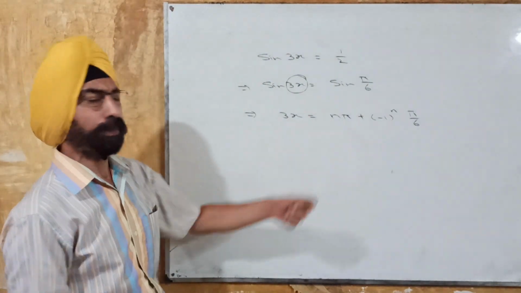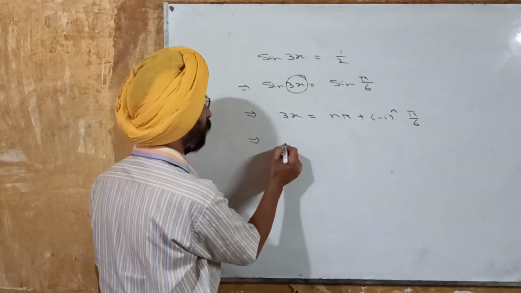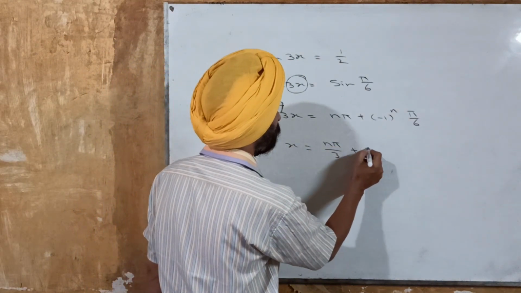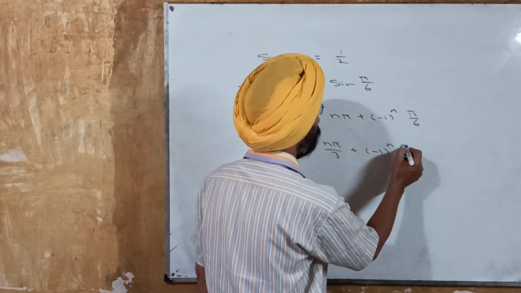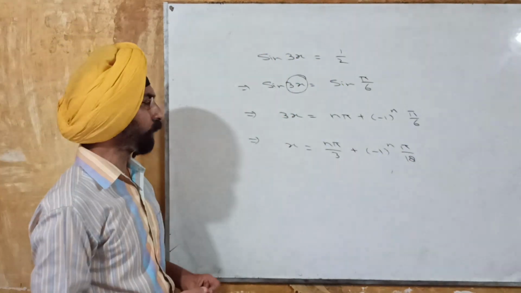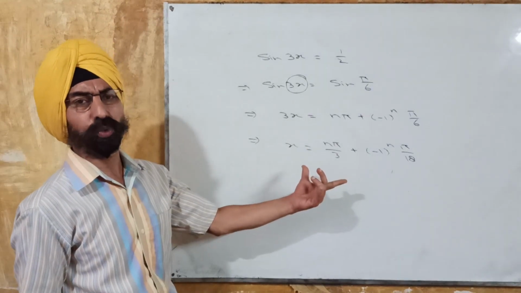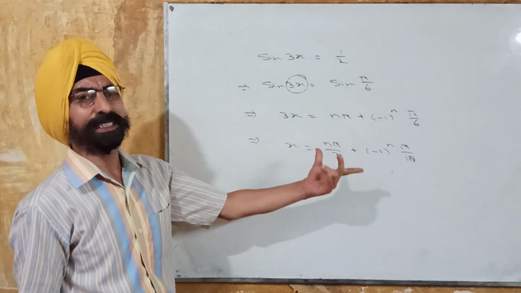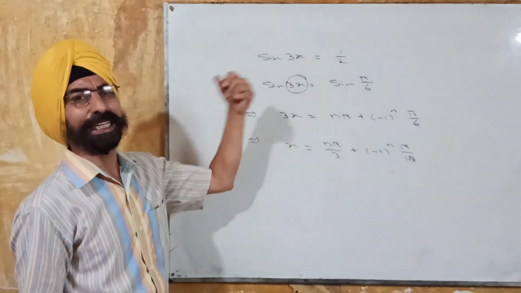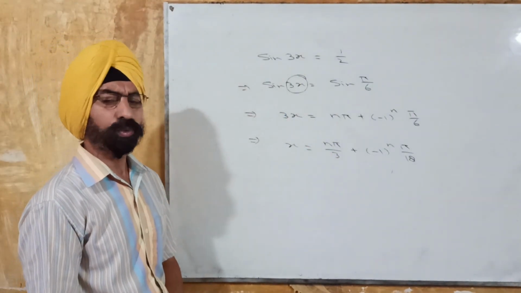So dividing both sides by 3, you will get the general solution for x to be x is equal to n pi by 3 plus minus 1 raised to the power n pi by 18, and this is the general solution. By putting values of n is equal to 0, 1, 2, 3 and so on, you can get various solutions in the various quadrants for this given equation sin 3x is equal to 1 by 2.